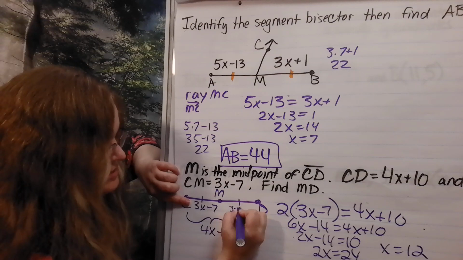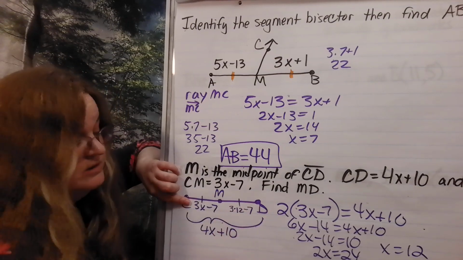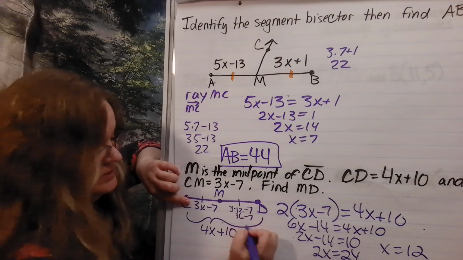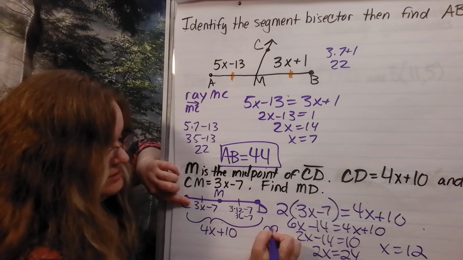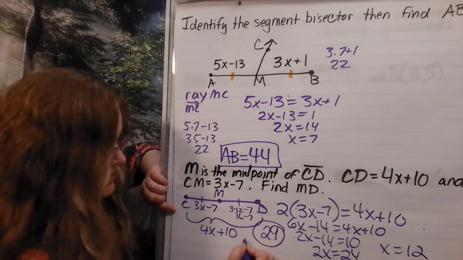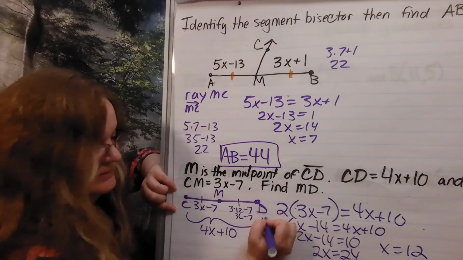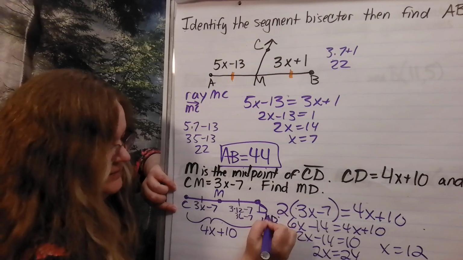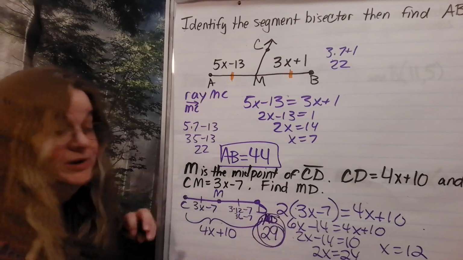So 3 times 12 minus 7. 3 times 12 is 36. Minus 7 would give me 29. So my missing value here, my MD, not the whole thing, is going to be 29.